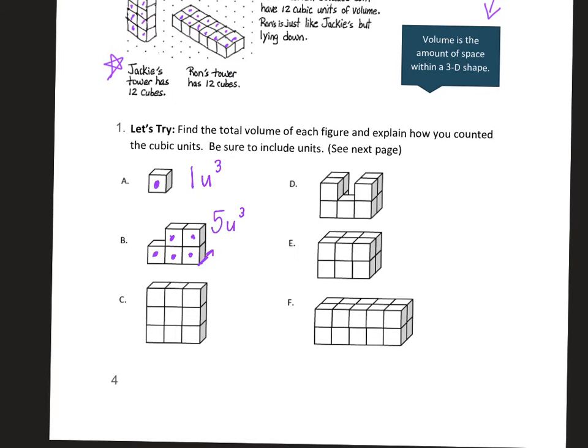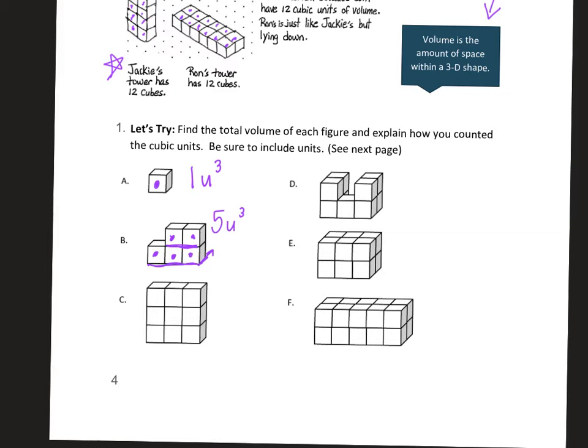All right, and then if you want to explain, so you could have done this multiple ways. If you're doing it my way, I just counted each cube. Some of you could have said, okay, I counted 3 cubes here, and then I counted 2 cubes up here. That's 5. Great. So just go ahead and write whichever explanation, whichever way that you used to count the cubic units. Okay. Going down to C.